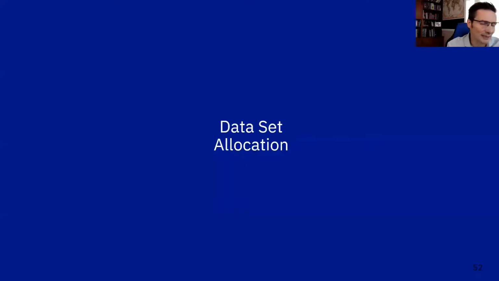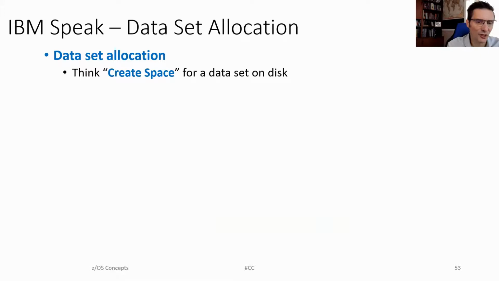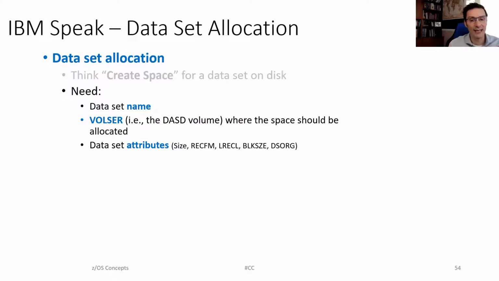All right, and then we talked about data set allocation briefly, but we'll just touch on it again. The idea of data set allocation is a really foreign concept to people from other platforms. You first create the space for the data set on the disk, and in order to create that, I'm going to need to know what name I want to call it. I need to know what volser, which of those DASD volumes I want to actually write that data set to, and the attributes associated with that data.